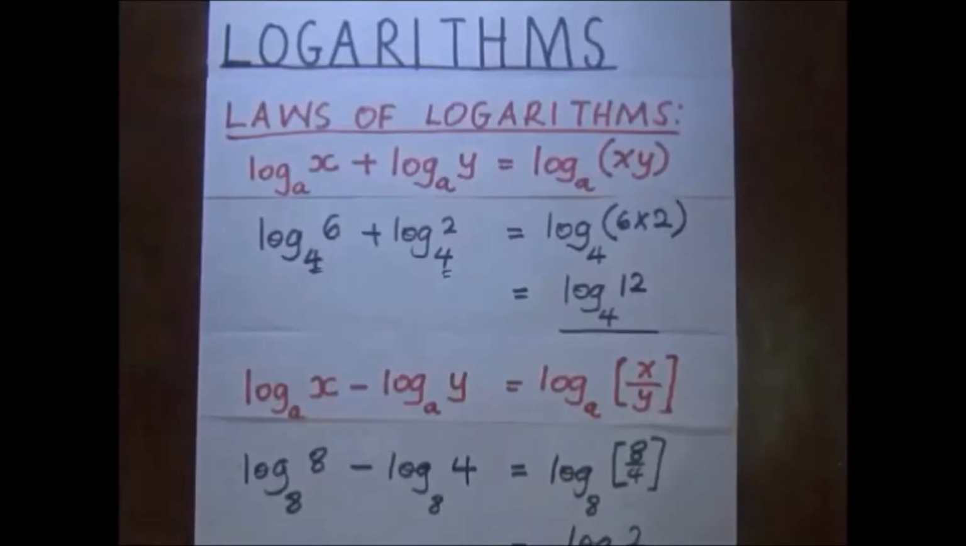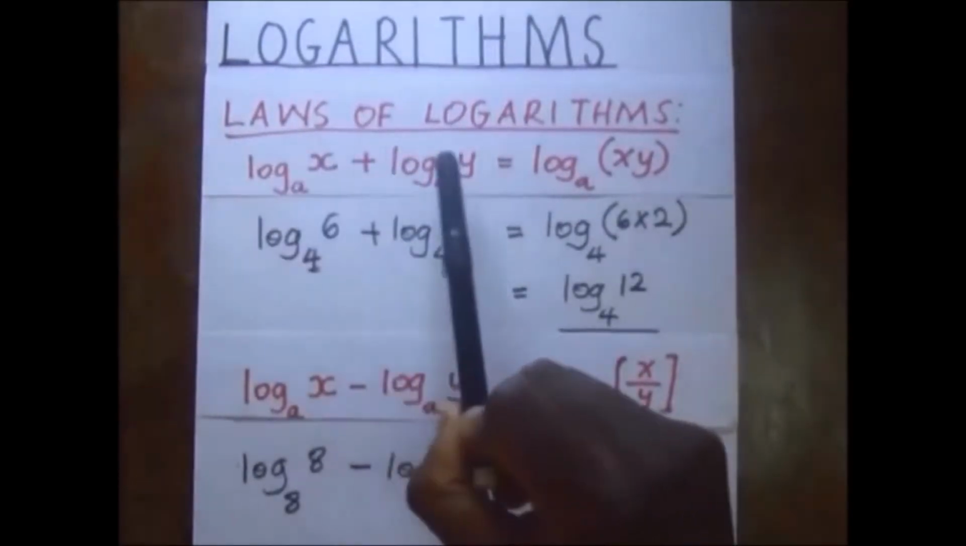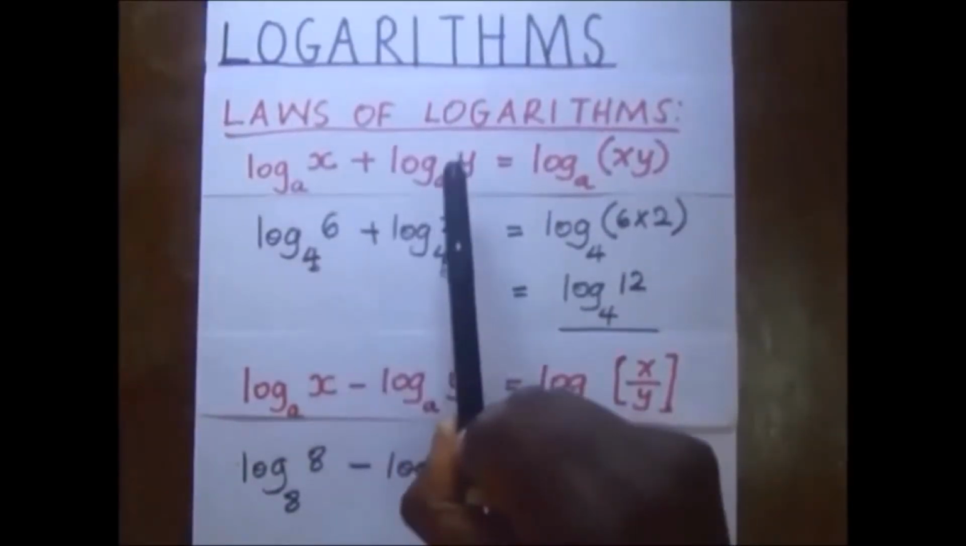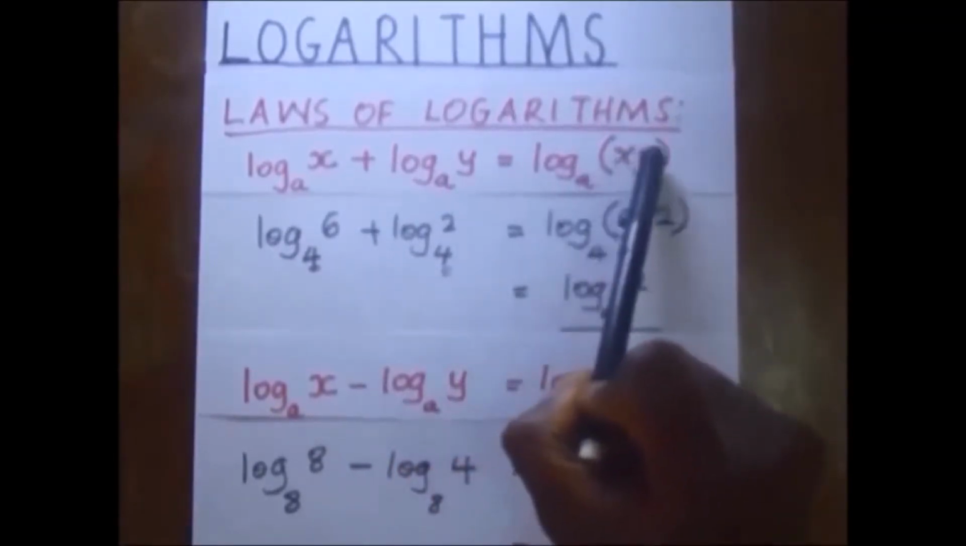A logarithm of a number to base x in this case is the power to which x must be raised to give the number. The laws of logarithms here, we have this law of addition. When you add two logarithms with the same base, that is base a in this case, it's going to give you log base a of x times y.